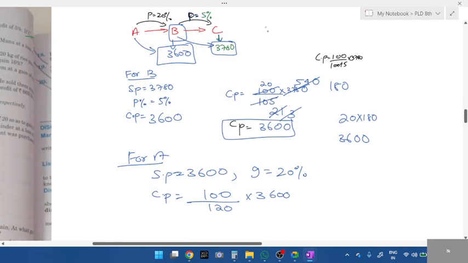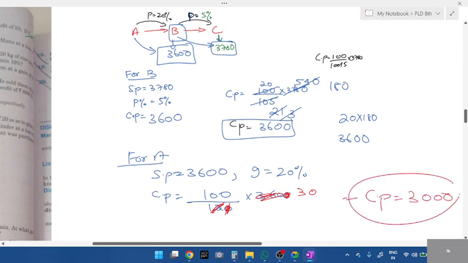Okay, just go in reverse order, students. So 3600 is what we found for B. B is paying 3600, but A is selling it for 3600. That's the difference. So it becomes selling price for A. Look here. 0 and 0 gets cancelled. 12 ones are 12, 30 times. 30 into 100 is how much? 30 into 100 is 3. 3000. Yes. So this is the final answer. So A pays rupees 3000 for the bicycle.